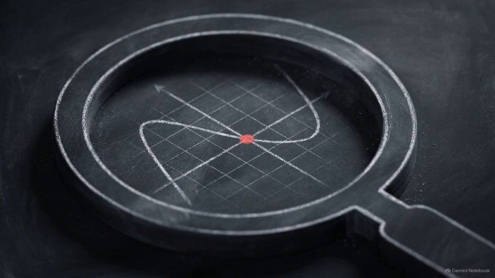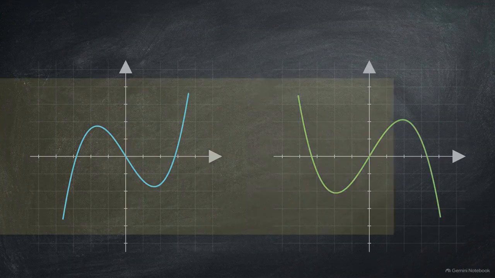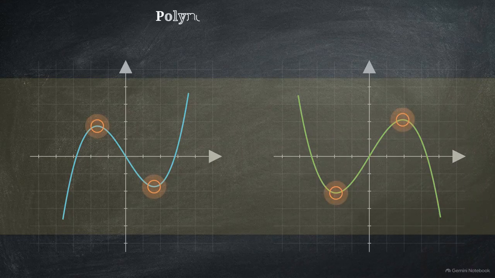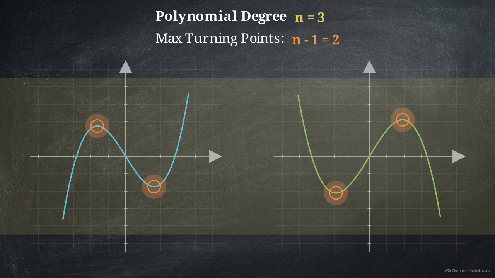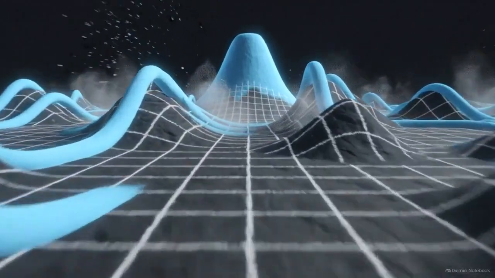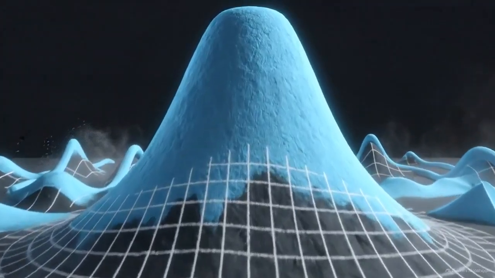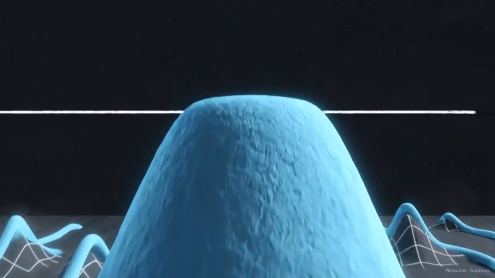However, this toolkit has a limit. While it identifies the intercepts and the boundaries, it cannot precisely map the peaks and valleys between them. We can calculate the maximum number of turning points by looking at the polynomial's degree, but finding their exact coordinates on the grid requires a different mathematical approach. Locating the exact position of these turning points marks the edge of what algebra provides, signaling the transition into the domain of differential calculus.